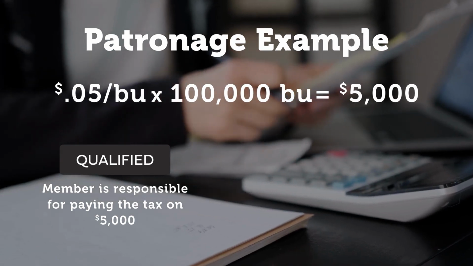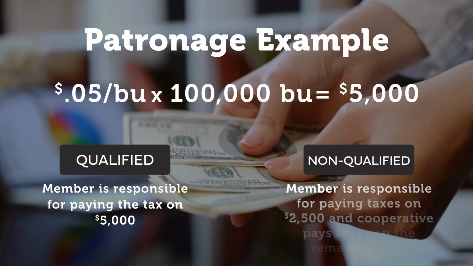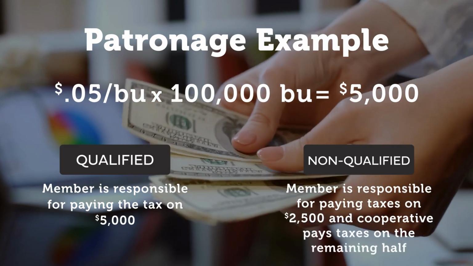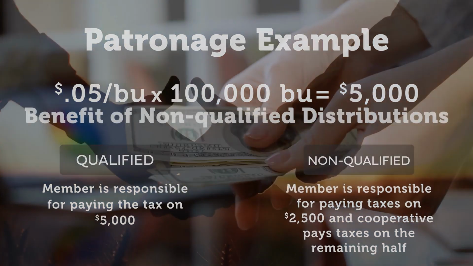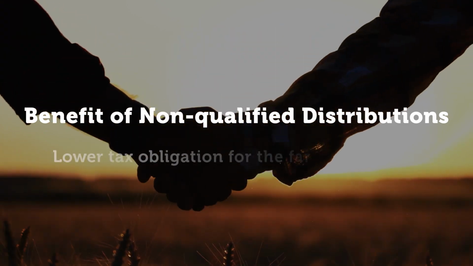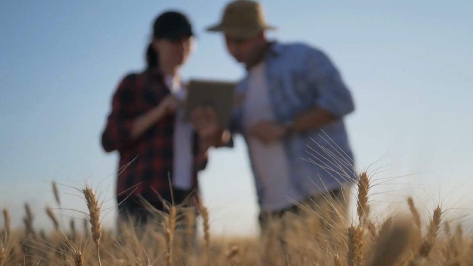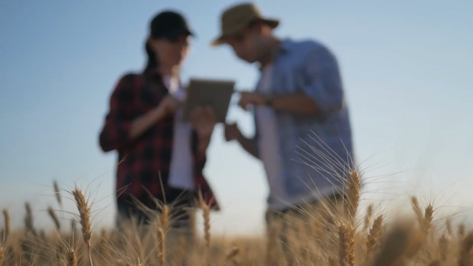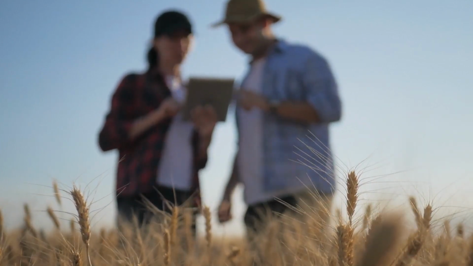However, if the board of directors voted to split this distribution 50-50 between qualified and non-qualified, then the member would be responsible for paying taxes on $2,500, and the cooperative would pay taxes on the remaining half. Thus, a benefit of non-qualified distributions is a lower tax obligation for the farmer member. There are other benefits of non-qualified distributions, including being able to clearly communicate to members who pays the tax.